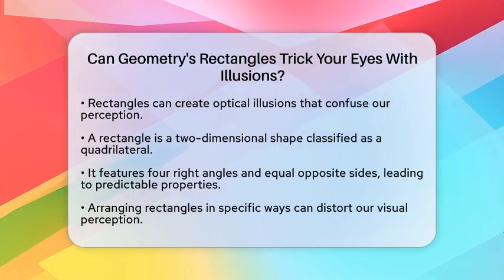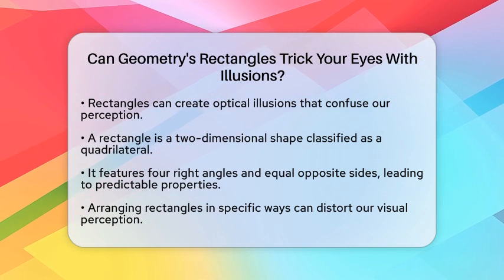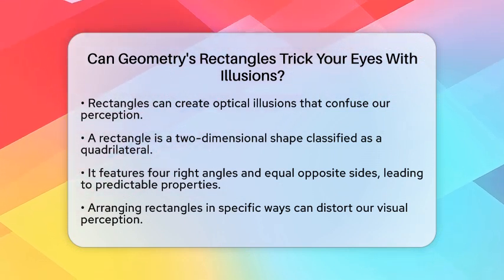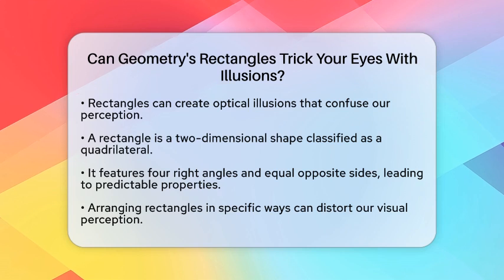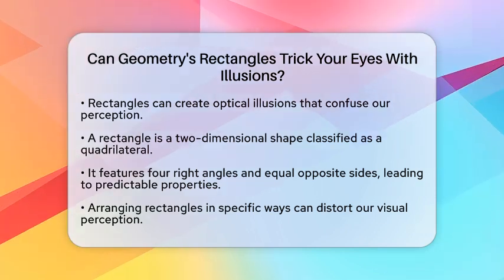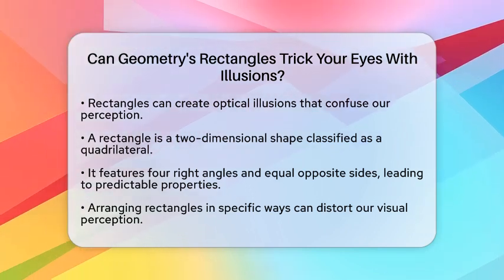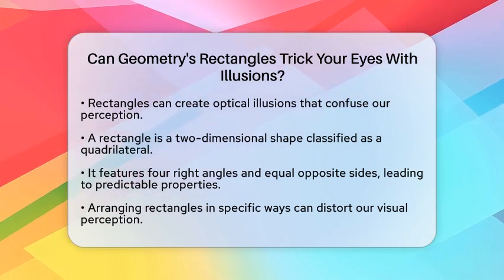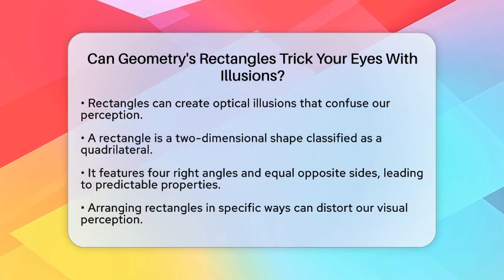First, a rectangle is a two-dimensional shape known as a quadrilateral. It has four right angles and opposite sides that are equal in length. This simple definition gives rectangles predictable properties. However, when rectangles are arranged in certain ways, they can create illusions that distort how we see them.